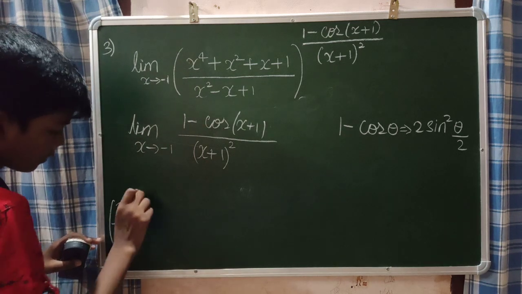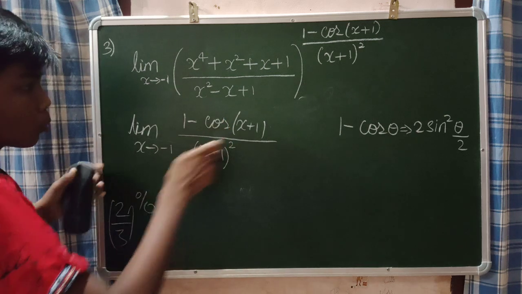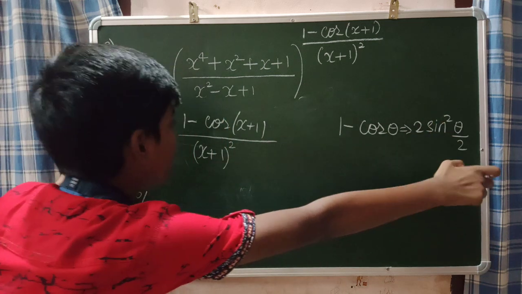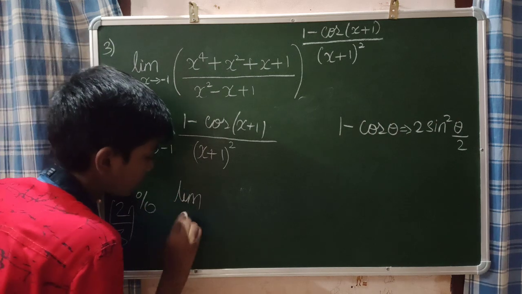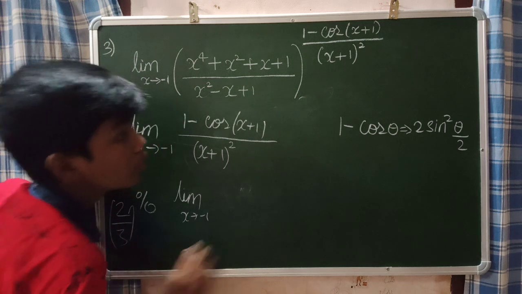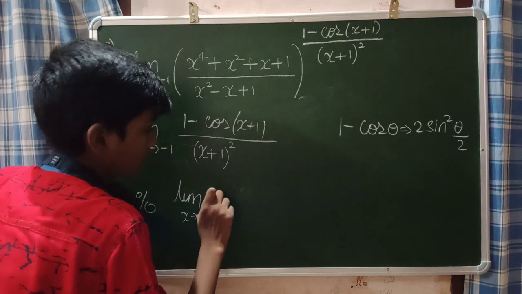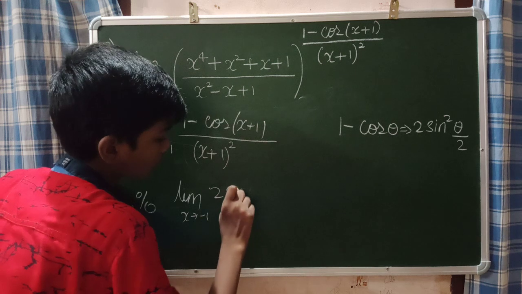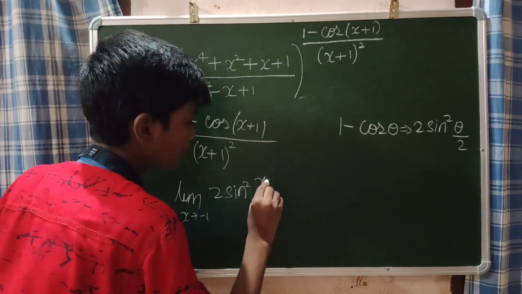2 by 3 whole to the power 0 by 0. Now, I am continuing from this. So, how I will write is 2 sine square theta by 2, which will be limit of x tends to minus 1 of 2 sine square theta by 2, that is, 2 sine square (x plus 1) divided by 2.